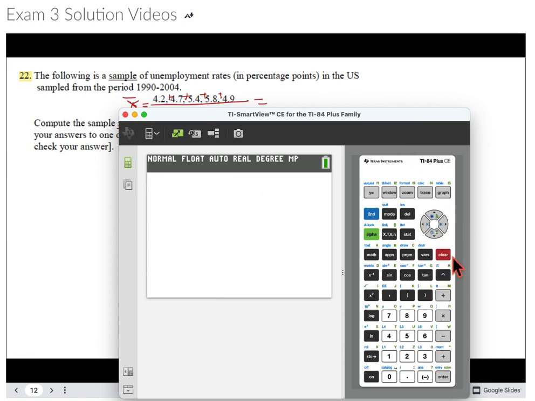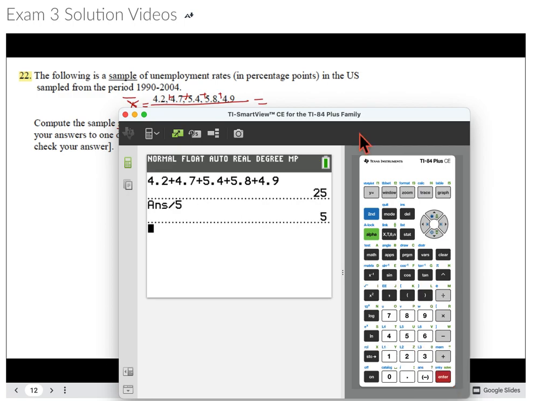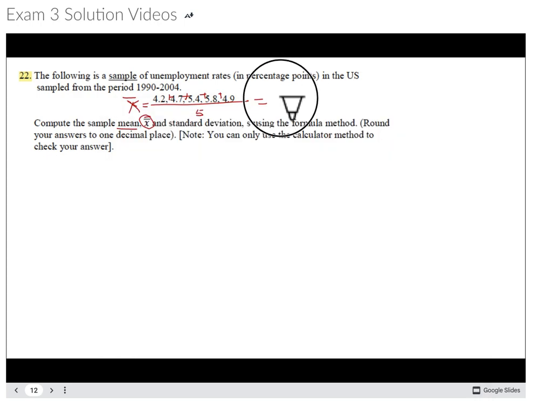So let's clear this out. And we've got 4.2. It's 4.7. 5.4. 5.8. And then 4.9. I'm going to hit enter, and then we divide that by 5, which will give us 5, right? 25 divided by 5. So come here and just put that our mean is 5.